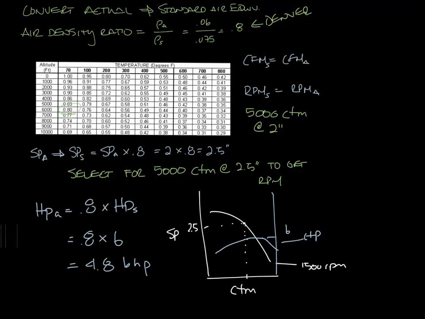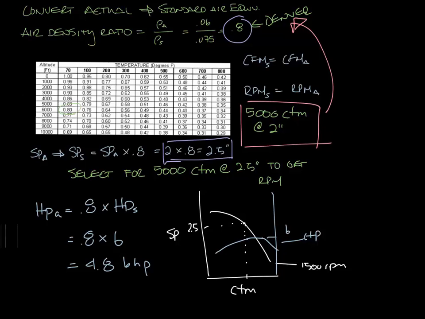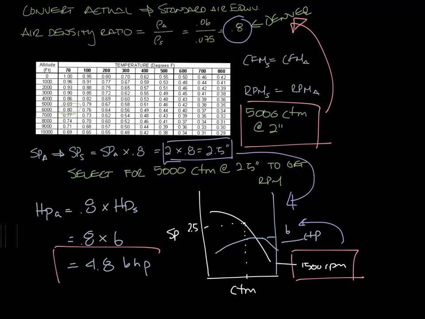So to kind of summarize, you take your requirement, 5,000 CFM at 2 inches, but since you're up at altitude, you need to use the air density ratio to correct your static pressure. So you'll take your 2 inches and convert that to 2.5 inches at standard air, and that is what you use on your manufacturer's data chart to find the fan that works for your operating points. From there, you know the RPM of your fan, which will give you the horsepower as well, and then you use your air density ratio again to calculate the brake horsepower for your location up here in Denver. So now you see how altitude affects fan operation and selection.